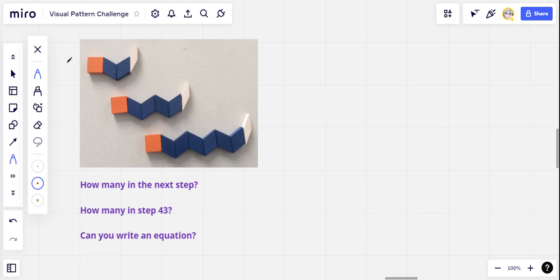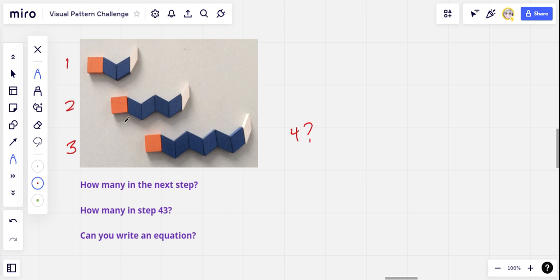Here is our pattern today. Here's step 1, here's step 2, here's step 3. And your challenge is to predict how many of these blocks are going to be in step number 4. If you can do that, can you also predict the number in step 43? And can you write an equation that could be used to express the number of blocks in any step at all? So that is the challenge. If you'd like to accept it, pause the video and give it a try.